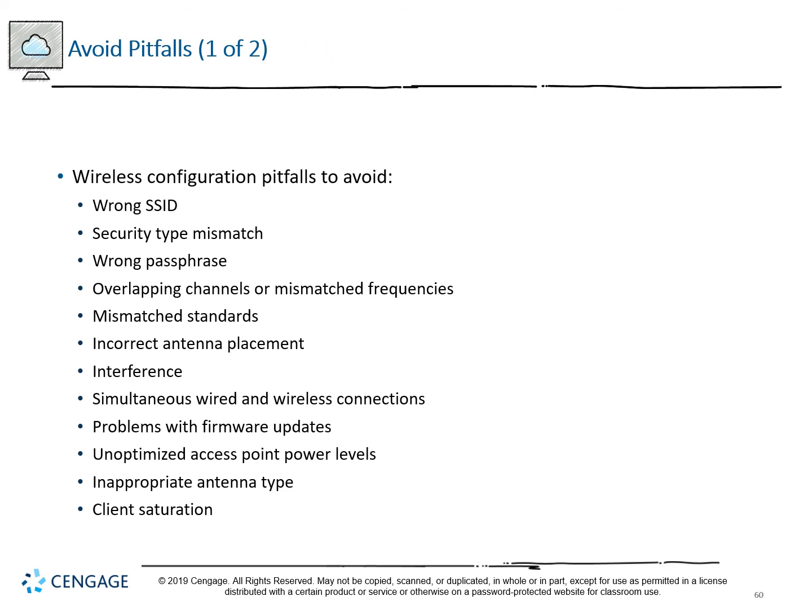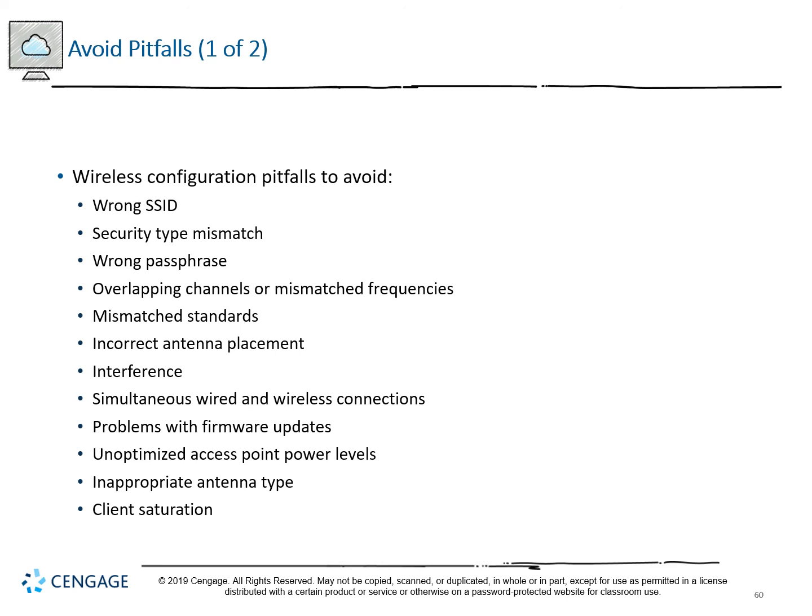Wireless configuration pitfalls to avoid. Of course, we want to avoid setting the wrong SSID, setting the wrong type of security. You don't want to put in a WPA2 password on a WPA device simply because it won't read correctly. The passphrase may be wrong. Overlapping channels, mismatched frequencies, mismatched standards. An A-band device, which would be laughably old at this point, would not do much good if you're trying to connect to it with a G-band device, or vice versa.